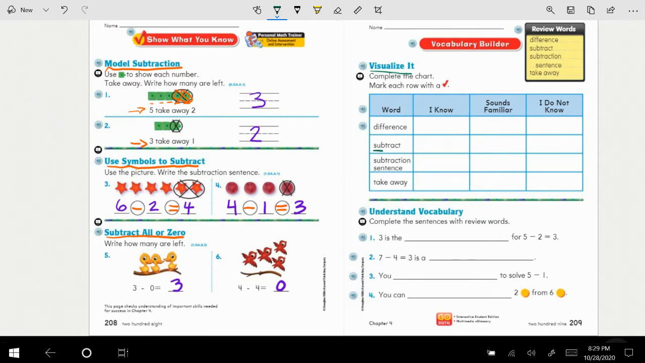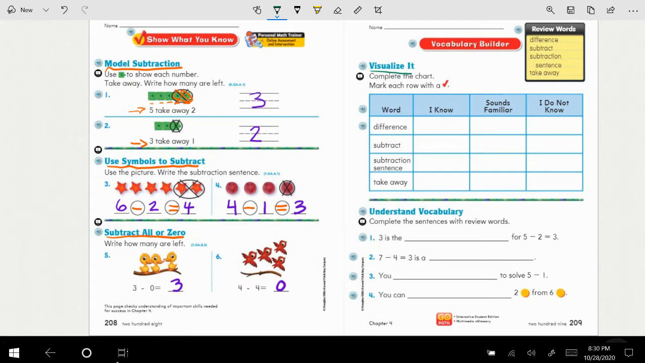Okay, the next word is subtract. We're going to do the same thing. Do you know it? You'll check here. If you don't know what that means when we're talking about subtraction, if it just sounds familiar, you'll check in the middle. If you don't know that word at all, you would check the end. And I know none of you are going to check the I don't know box because I know you all know about subtraction.